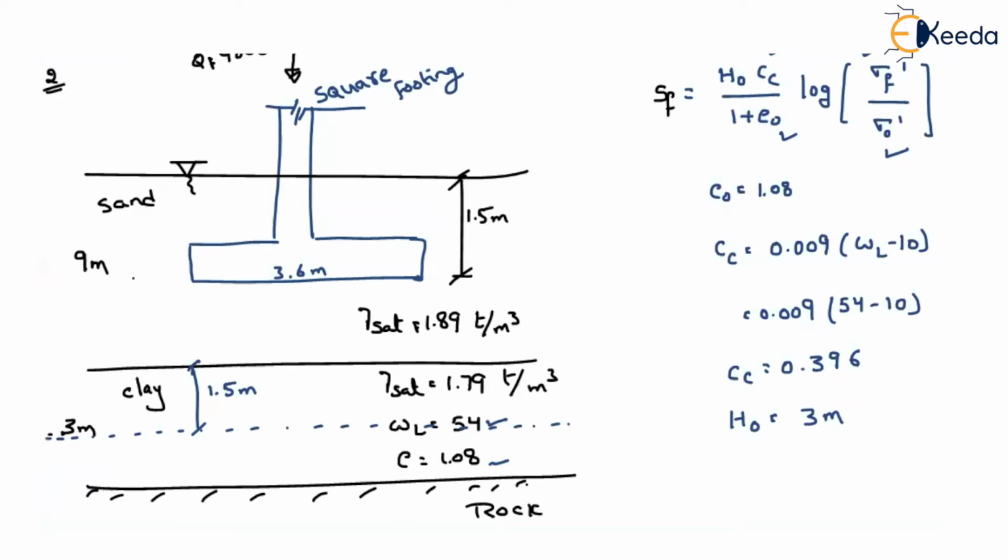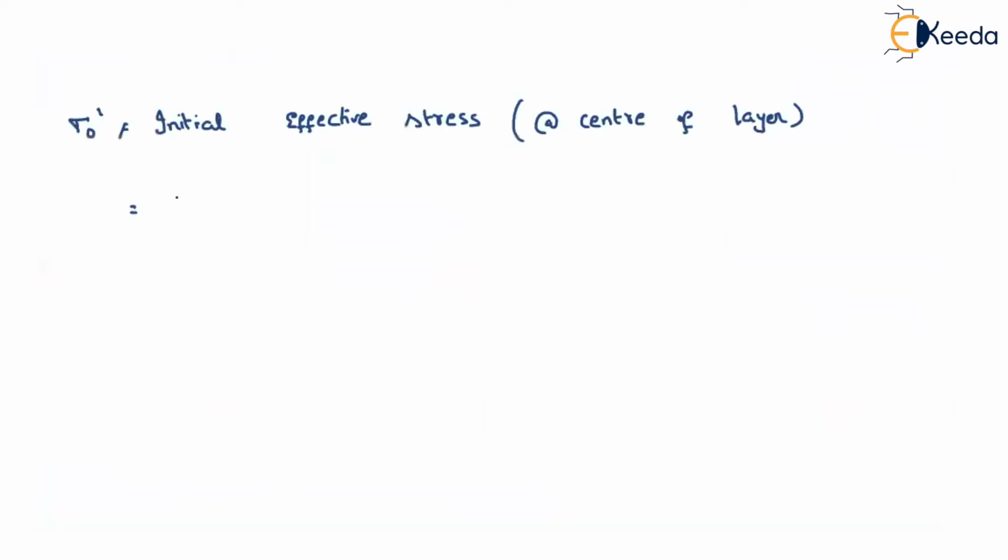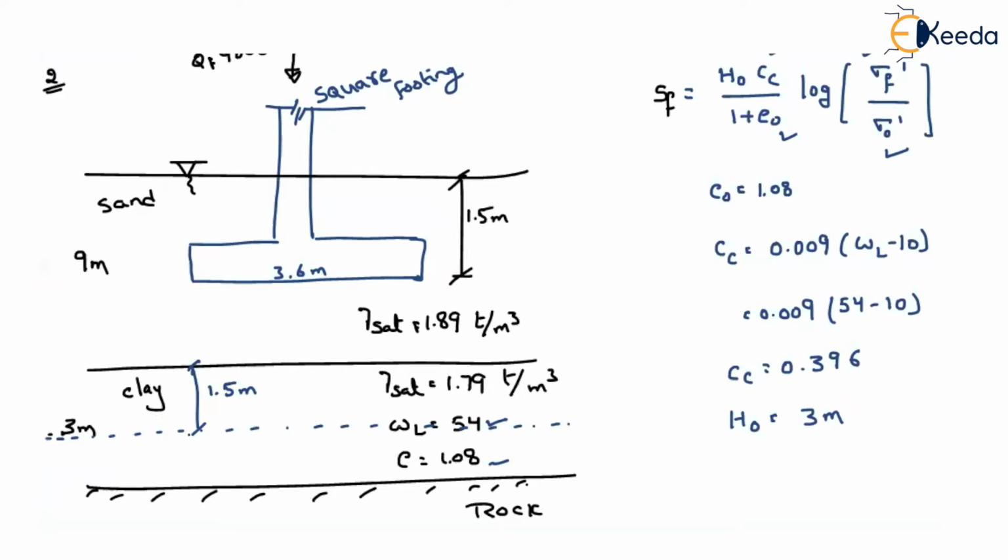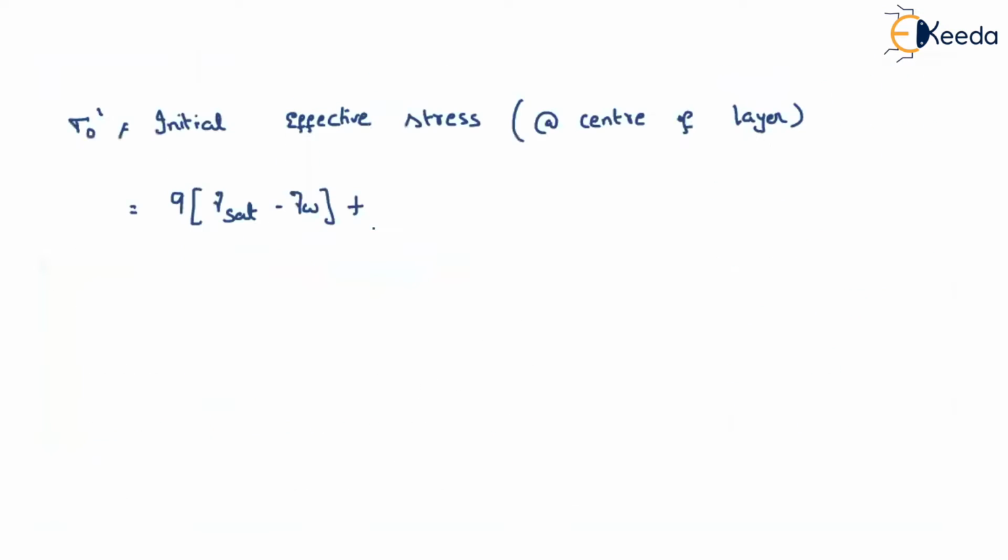Because of the sand, what is the effective stress? That is nothing but 9 into, here as water table is there, we have to take the effective values. What is the effective density? That is nothing but gamma saturation minus gamma W, plus, because of the clay layer, we have to find it up to the depth of the center of the layer. So from here to here 1.5. So for clay, what should I write down? For effective stress, 1.5 into gamma sat minus gamma W, right? This is for the clay layer, and this is for the sand layer.